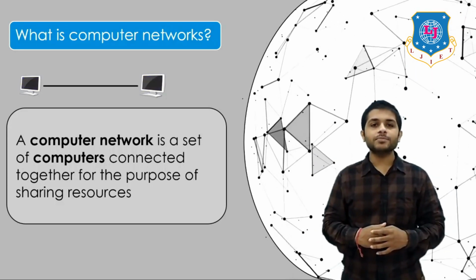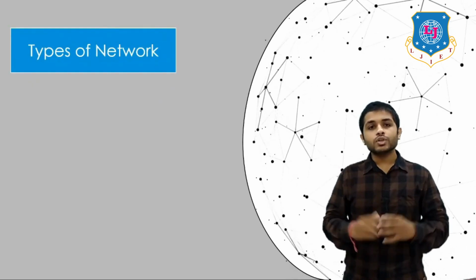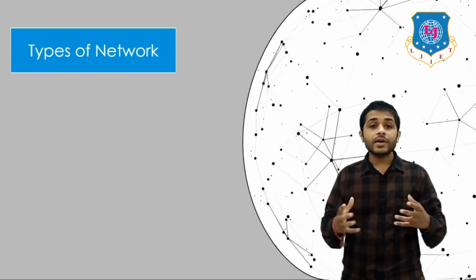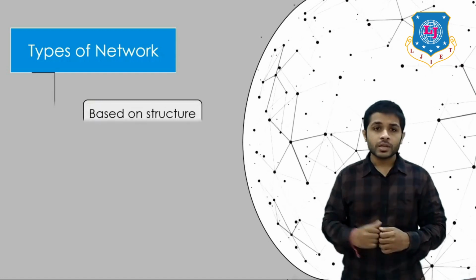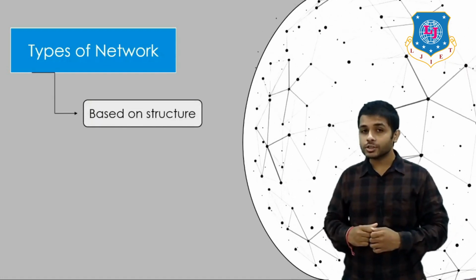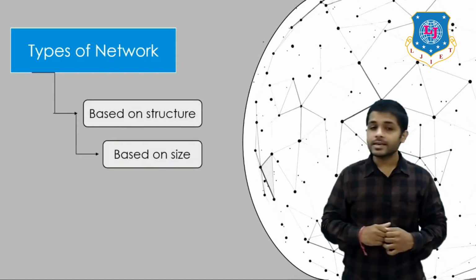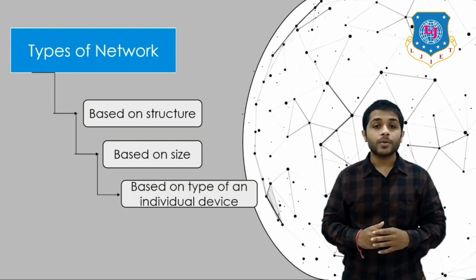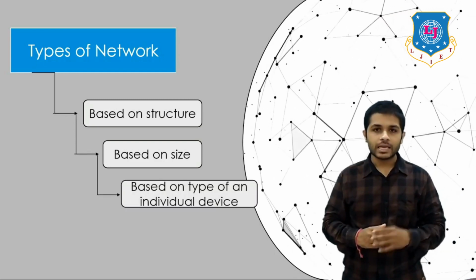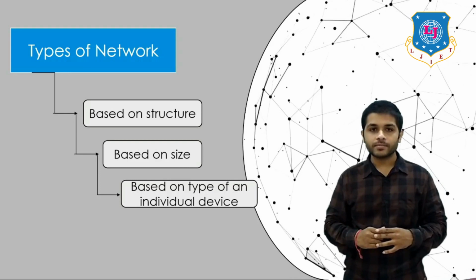Let's see the types of computer network. So the network is divided into three types. The first is based on structure, then based on size, and based on type of an individual device. Let's see all one by one.